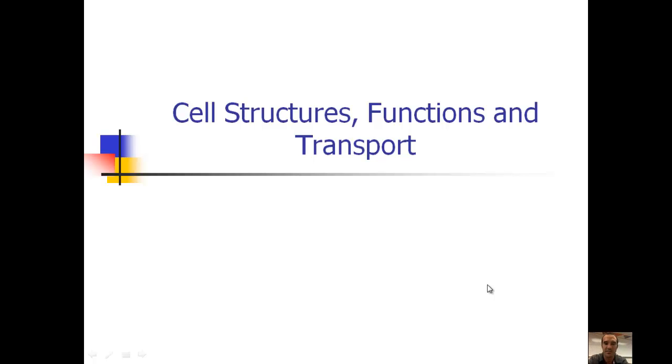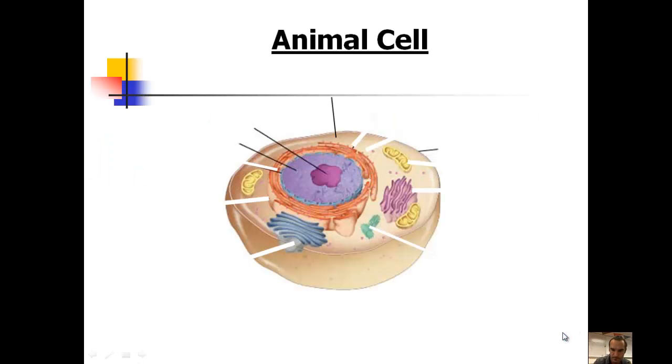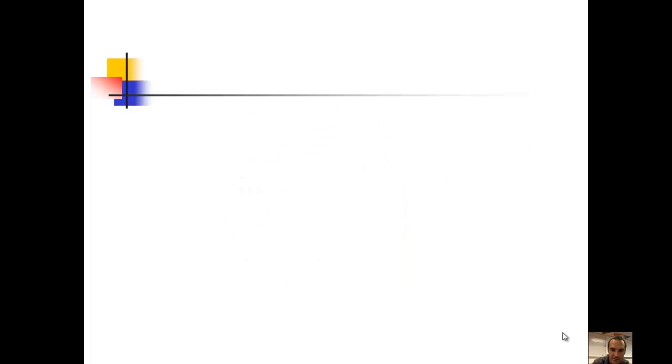Okay, tonight's video is on cell structures, functions, and transport. And we're going to start out by looking at an animal cell. And it's composed of a cell membrane. Inside of that, we've got cytoplasm, the nucleus, nucleolus, and we're going to just start off with those to begin.